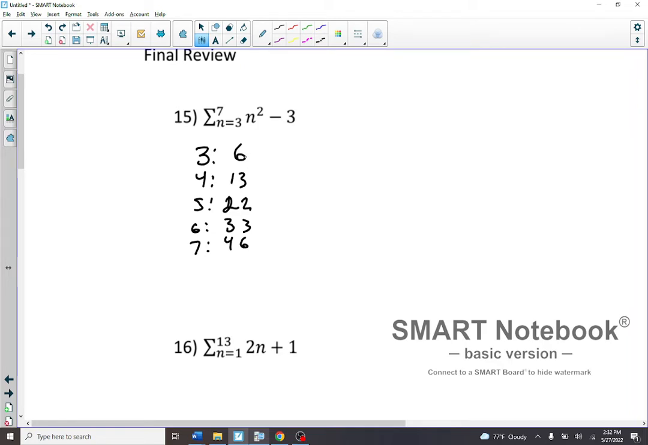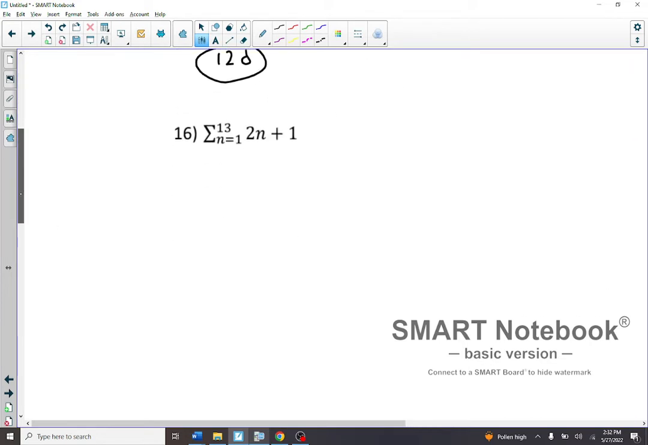So with that in mind, I just add this all up. 6, 19, 41, 74, 120. So this ends up being 120. Again, you can use your calculator to just confirm that.